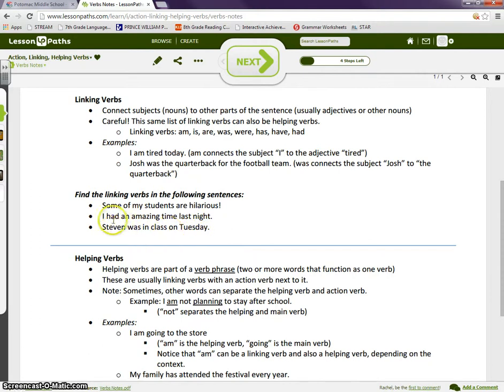We can determine that Stephen is a noun, Tuesday is a noun, class is a noun. Was is our linking verb. We're describing where Stephen was. It's a location. So we're going from Stephen to class. We're using the word was as our linking verb.